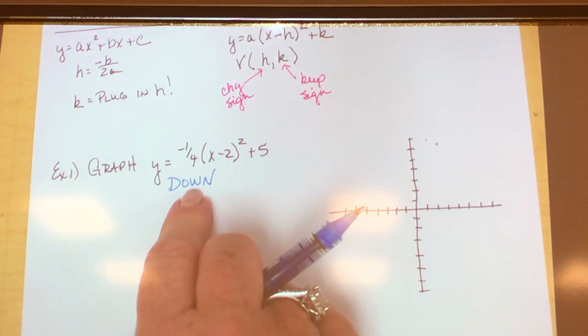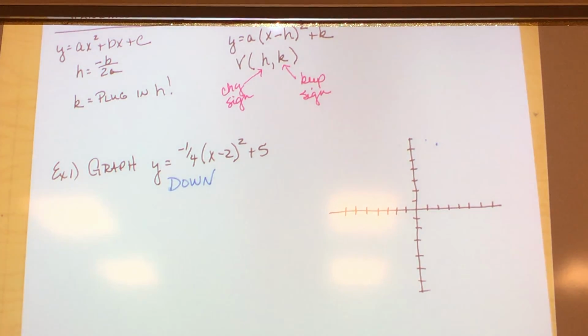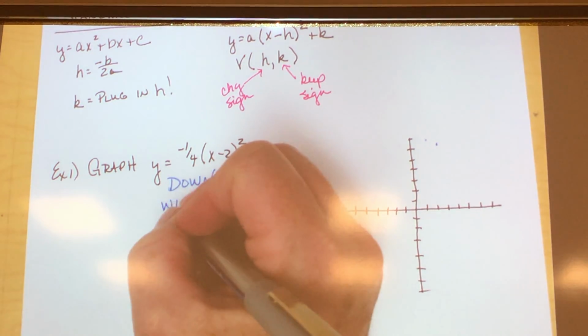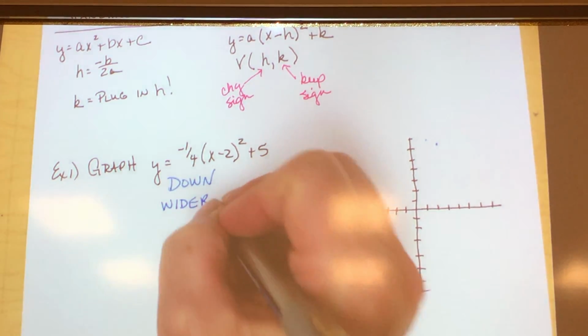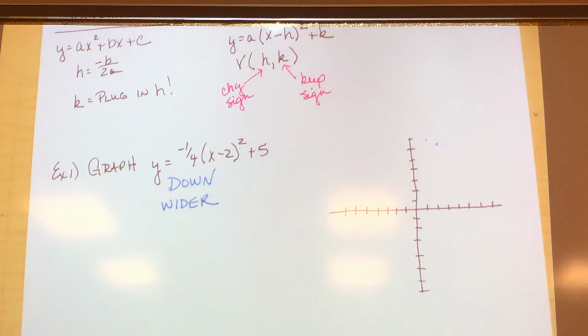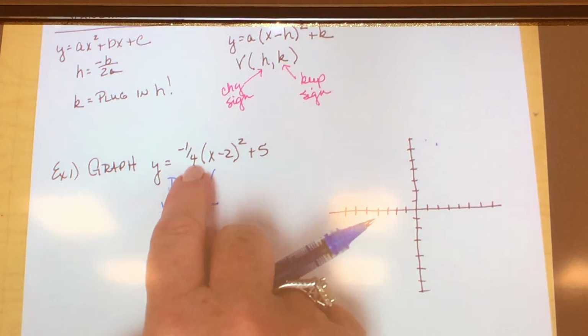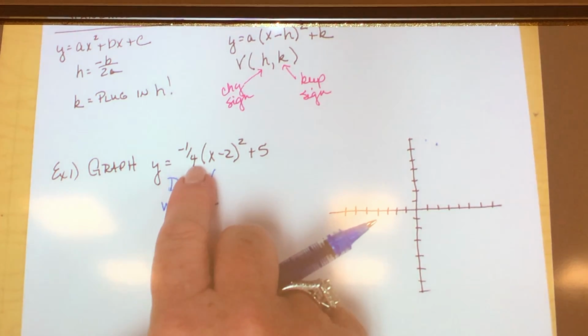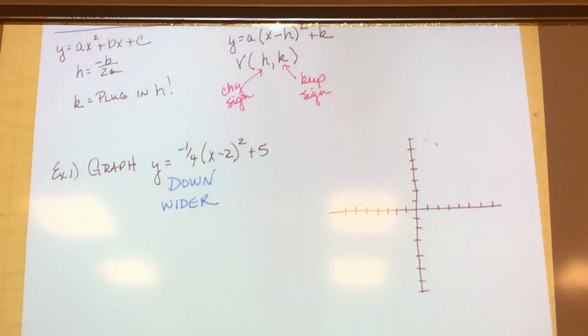Okay, write this down. Is he wider, narrower, or the same as the parent function? What did you write down? Wider. Very good. Why is he wider? In between 0 and 1. Very good. The absolute value of this number is not greater than 1. That would make it narrower. Okay, that would be a vertical stretch. This is between 0 and 1, so it's a shrink, a compression, and that's going to make it wider.